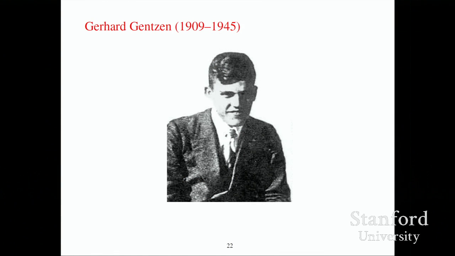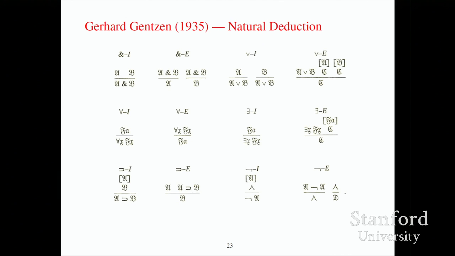Okay, so let's talk about propositions as types. We're still stuck in the 1930s. And this guy, Gerhard Gentzen, who was a Nazi, but fortunately that's not part of our story. We're going to talk about his mathematics.